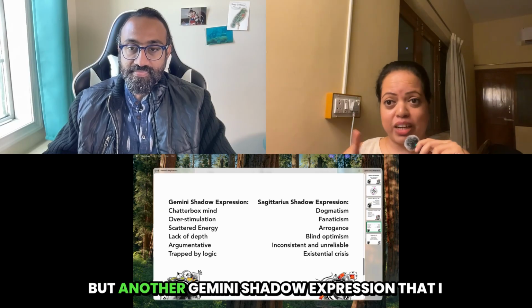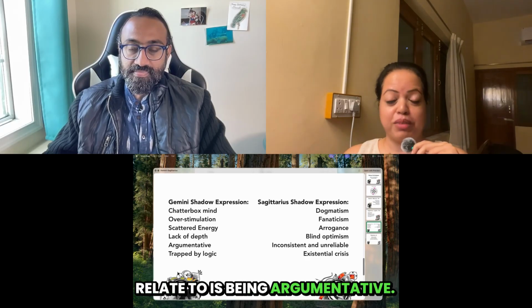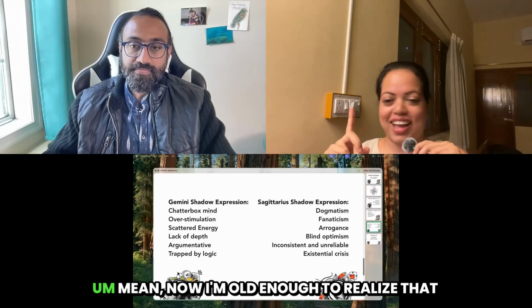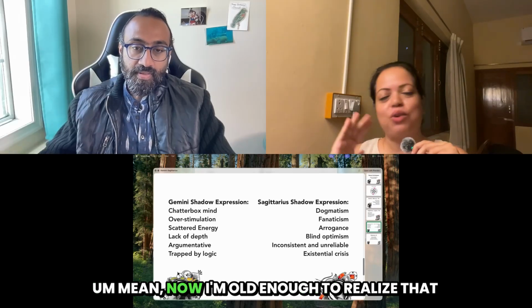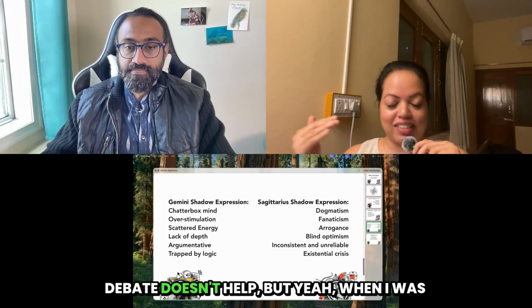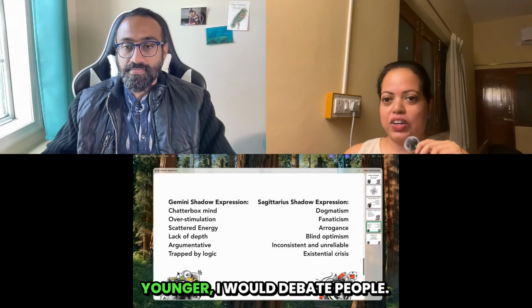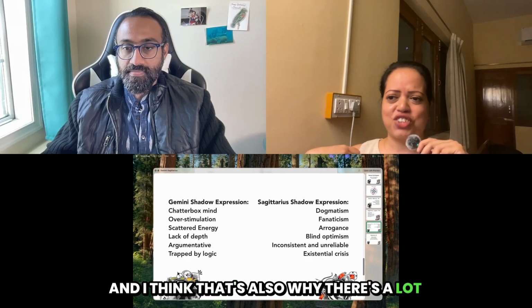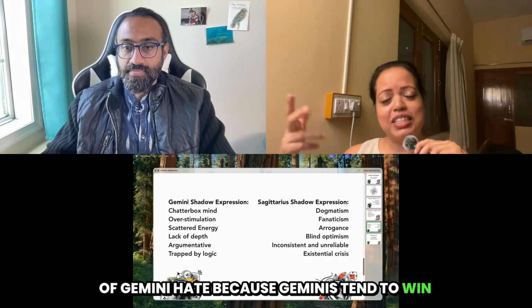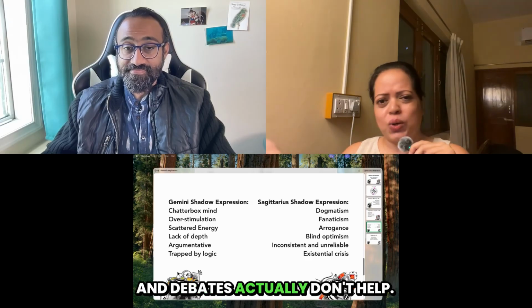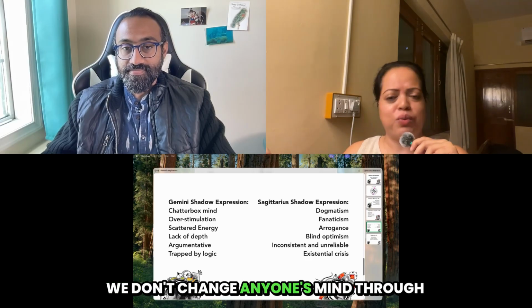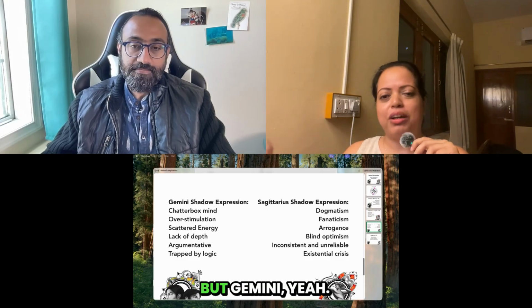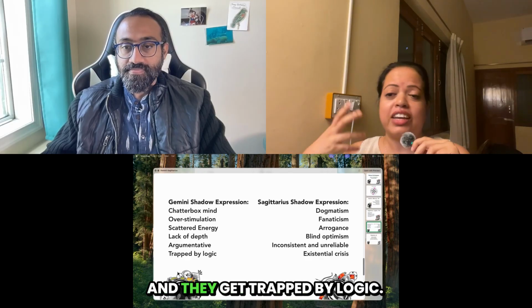But another Gemini shadow expression that I relate to is being argumentative. I mean, now I'm old enough to realize that debate doesn't help. But yeah, when I was younger, I would debate people, and I think that's also why there's a lot of Gemini hate, because Geminis tend to win debates, and debates actually don't help. Who does it help? We don't change anyone's mind through debate, right? But Gemini, yeah, they get trapped by logic.